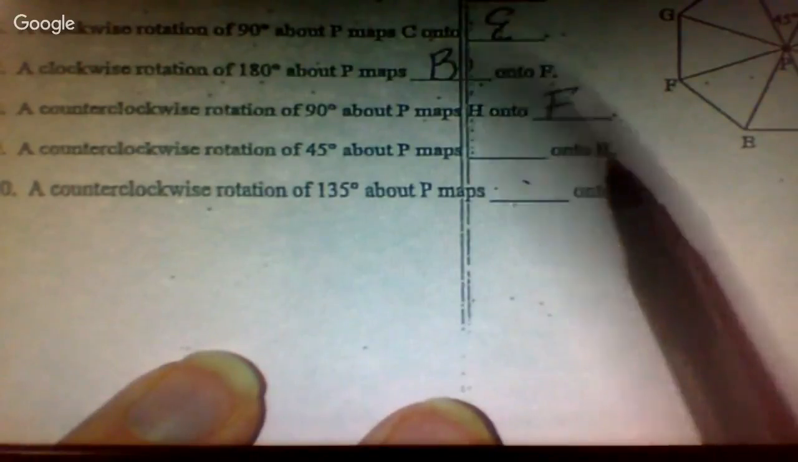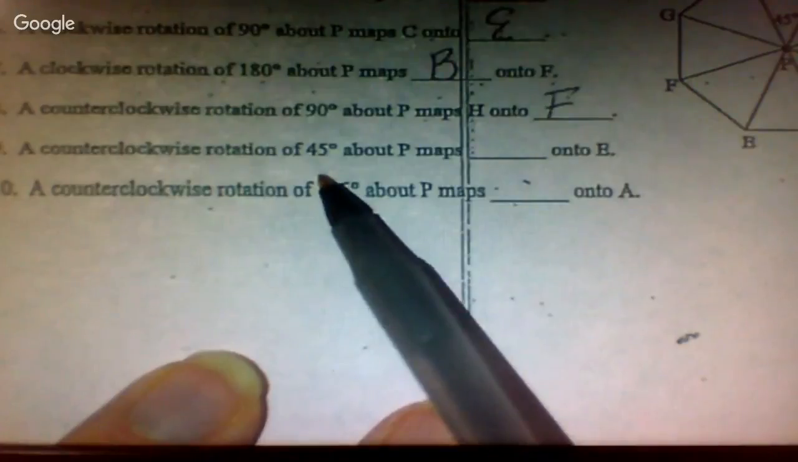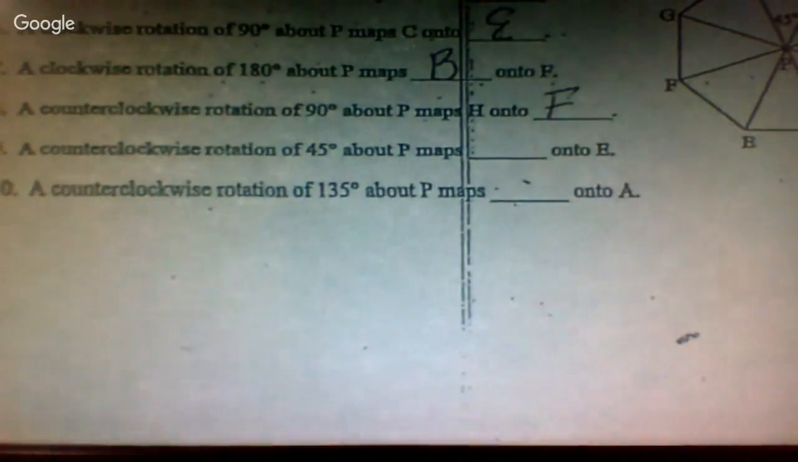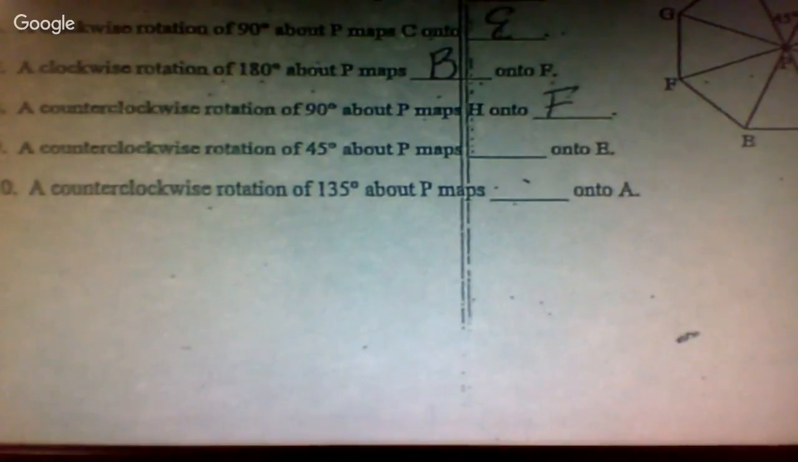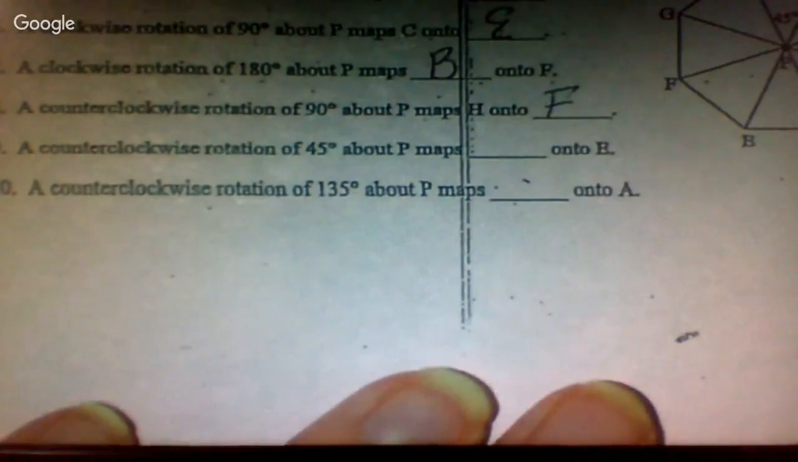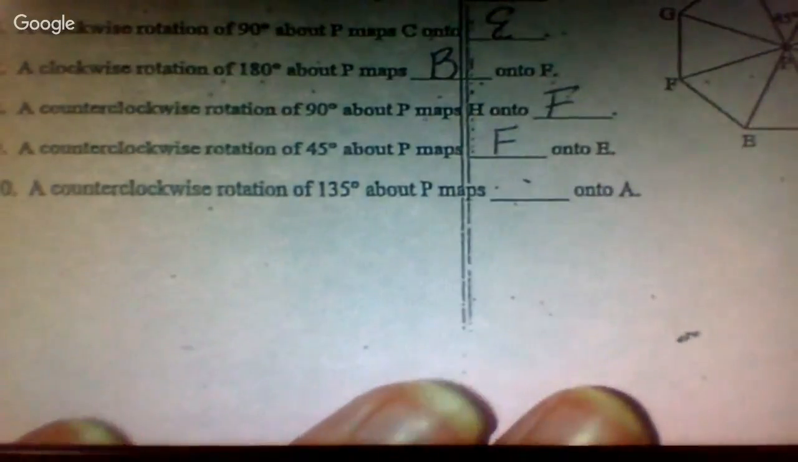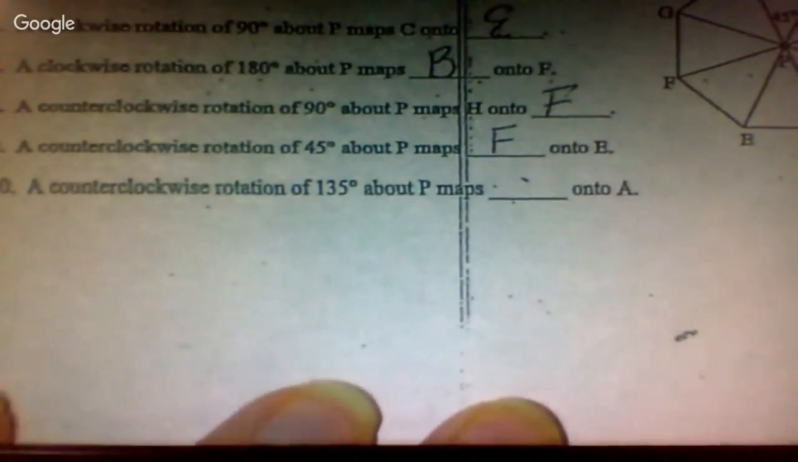Okay, I want to end at E. Where do I need to start if I'm going counterclockwise 45 degrees? If I start here and I go 45 degrees counterclockwise, I go here. So you would need to start at F to go 45 degrees counterclockwise and land on E. Remember to go backwards when they give you the ending point.